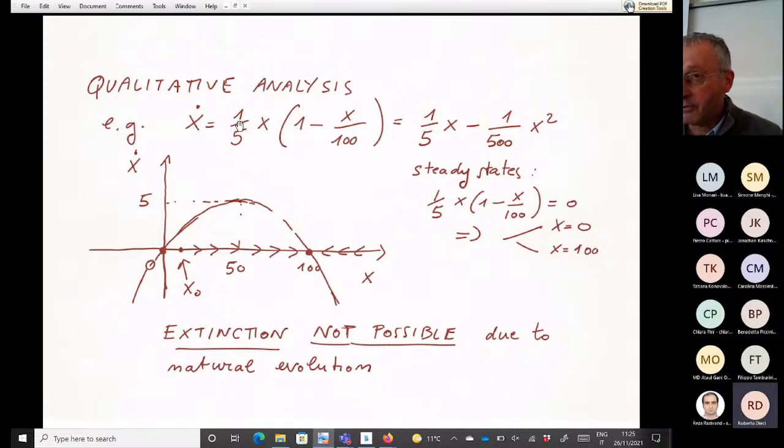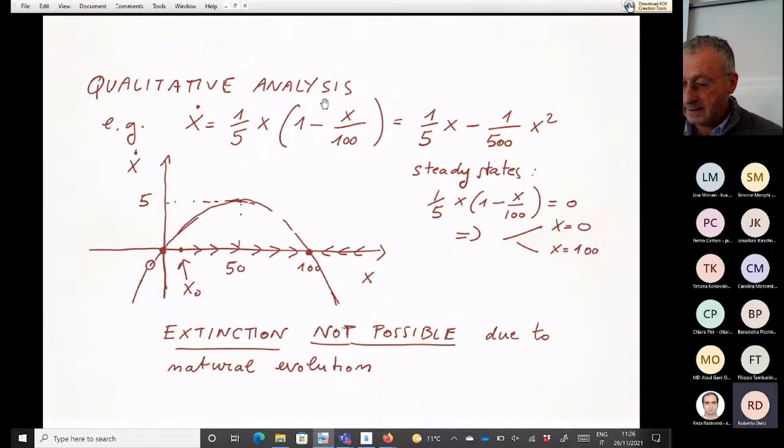If we expand this, we get 1/5 x minus 1 over 500 x squared. This is a parabola, a simple parabola like this. It has two intersection points with the x-axis. One is 0, of course. Logistic models have 0 as an intersection. The other one is K, because K, the carrying capacity, is a steady state of the model. Just look at this. This expression is 0 when x is 0, or when x is equal to 100.